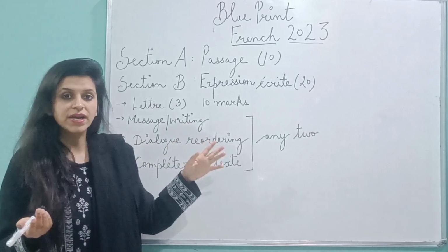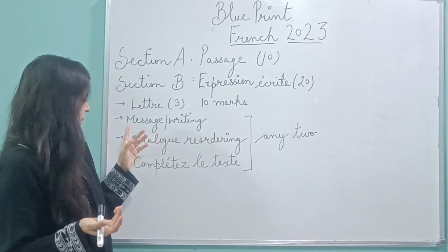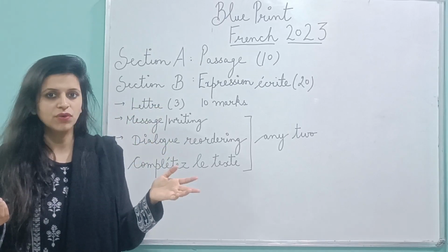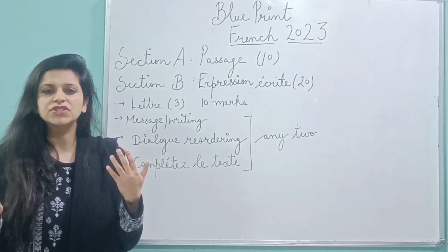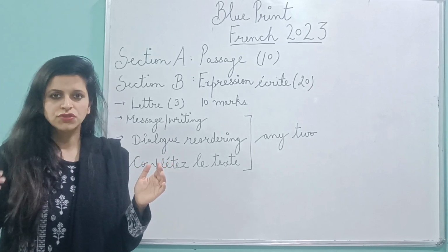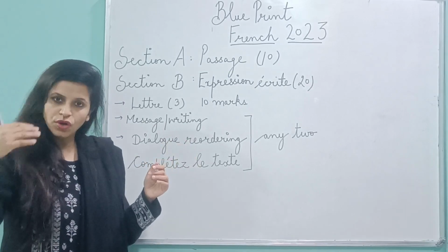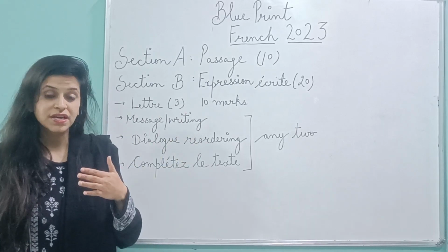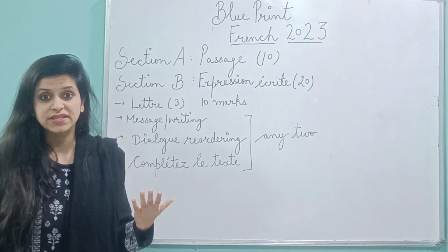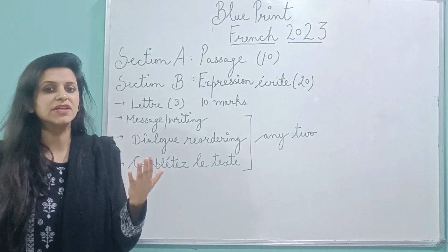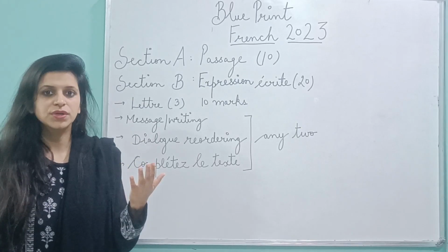Next, we move on to dialogue reordering. Most of the time, it will be like two persons are having a conversation in dialogue reordering. So just imagine what kind of conversation must be taking place. For example, just go through the dialogue reordering, all of them in one go. Just read it once, twice, thrice. You will start understanding the context, whether it's an airport scene, whether it's a restaurant scene, and then just imagine the way we talk in a restaurant.